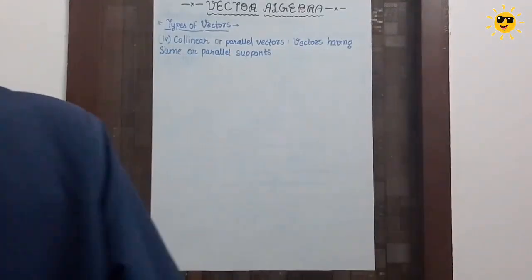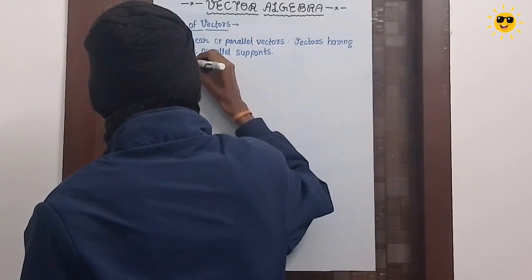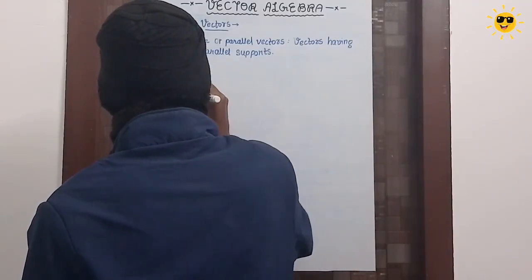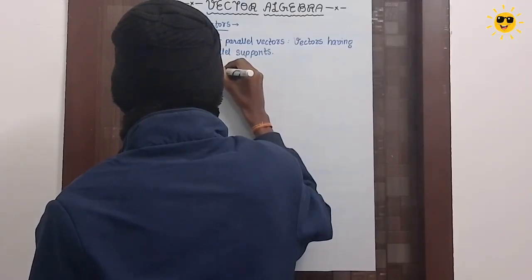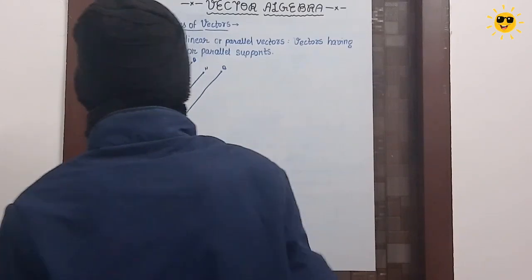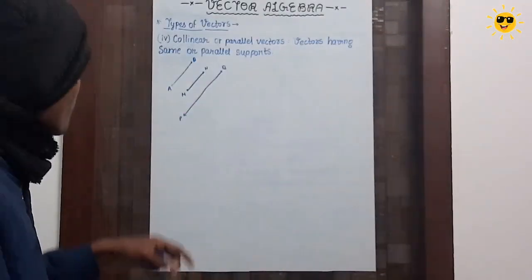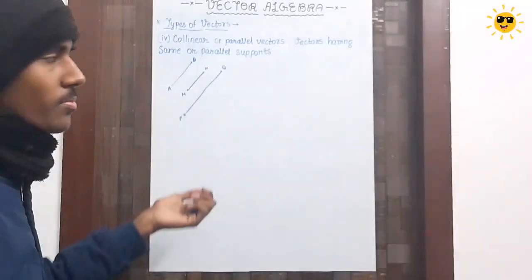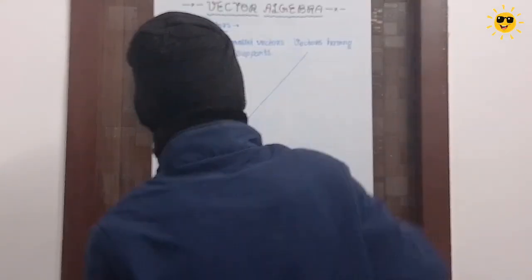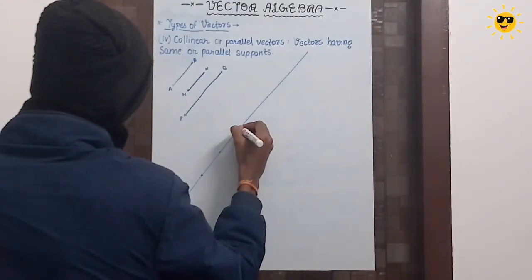It is simple. Now let's draw something: AB, MN, PQ. These are collinear vectors. Why? Because they have the same or parallel support. You can see if I draw the support of PQ like this. Here you can see PQ. Here you can see MN.